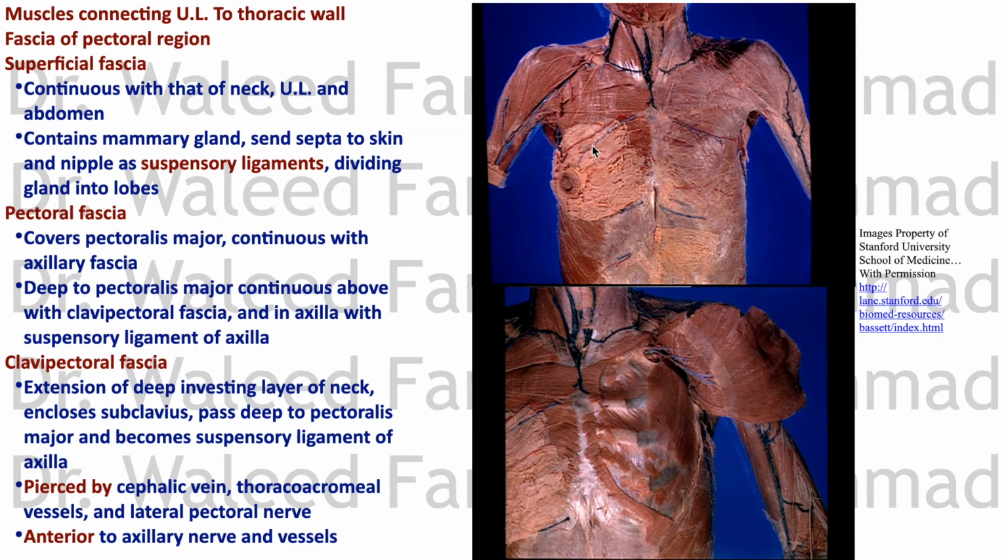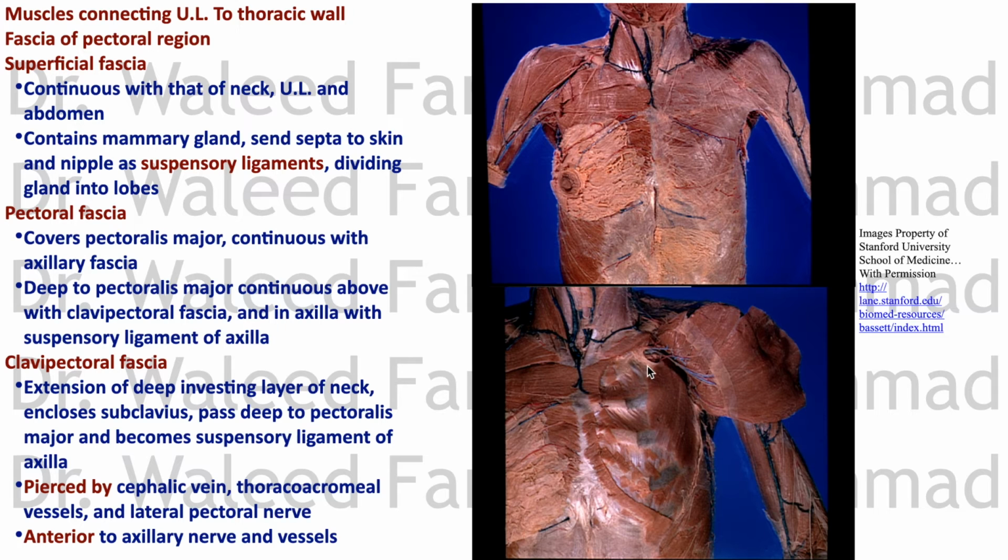The pectoral fascia on the pectoralis major continues with the axillary fascia, and deep to pectoralis major it continues above with the clavipectoral fascia, you can see here, and in the axilla as the suspensory ligament of the axilla. The clavipectoral fascia is a continuation of the deep investing layer of the skin after it traversed the clavicle and enclosed the subclavius, and then it will enclose the pectoralis minor as well.